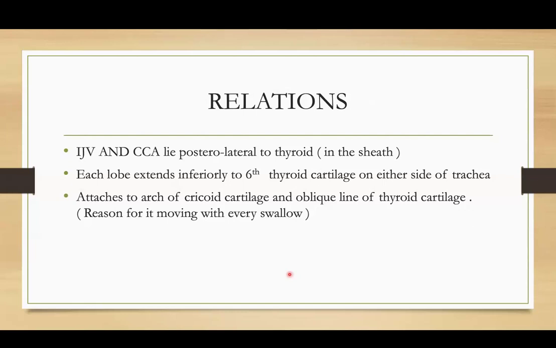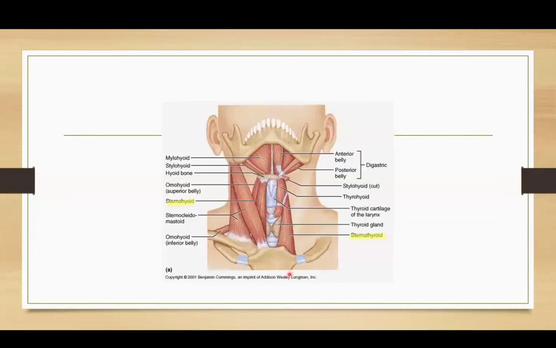And as I said earlier, the inferior border is the sixth thyroid cartilage, so it extends to the sixth thyroid cartilage, and it attaches to the arc of the cricoid cartilage, an oblique line of the thyroid cartilage, and we'll see that in a second. And obviously, this is the reason for it moving with every swallow, because it's connected to the thyroid cartilage. So every time the thyroid moves, it's also going to move with it.